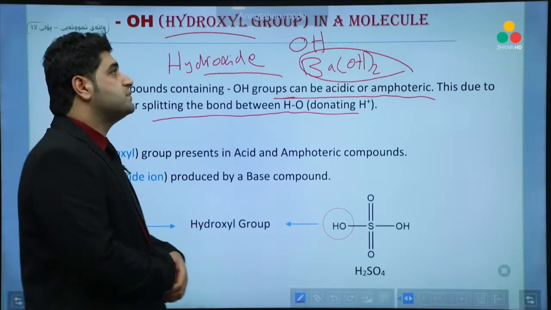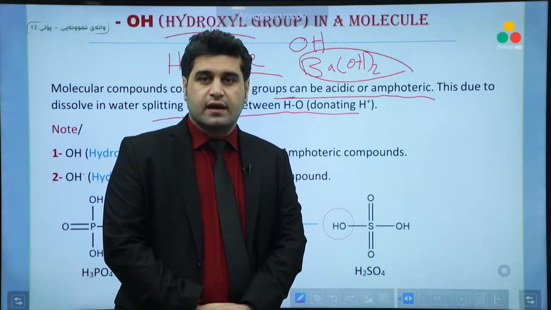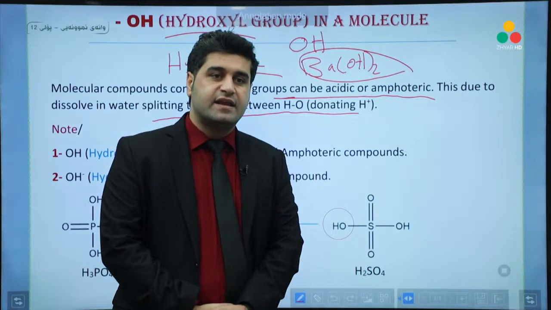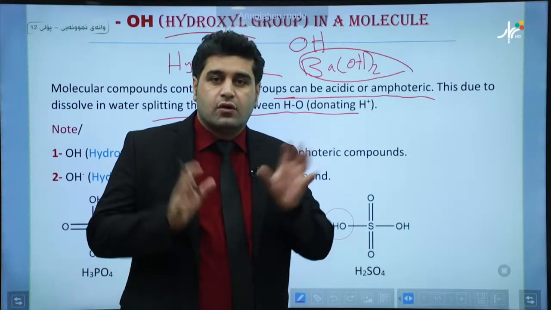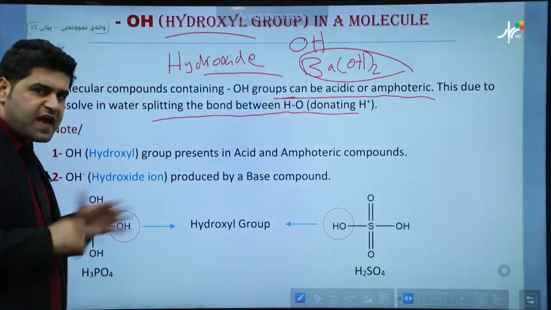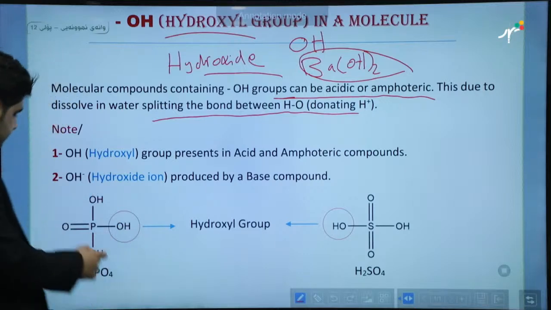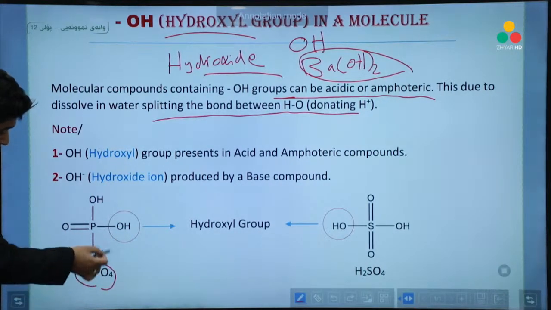Why for strong base aqueous solution we get OH, but why for acid we don't get any OH? However, both of them contain OH group in their formula. But what makes that difference between them? Look, this is phosphoric acid. Actually, we have two OH groups.